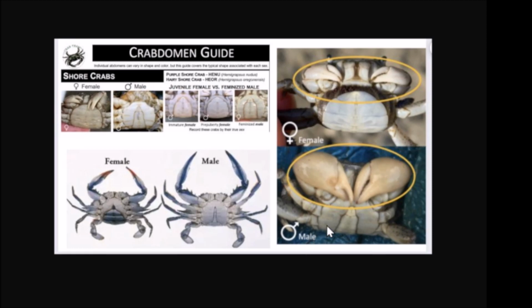If you're still unsure about the sex of a crab, you can consult a field guide or ask an expert at a local aquarium or marine biology center for assistance.